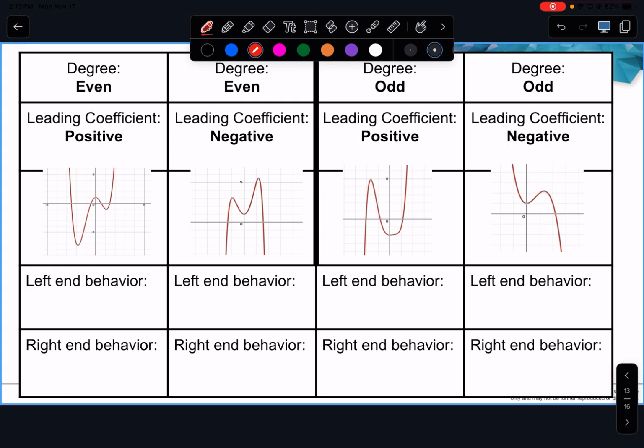This is going to be one of the greatest resources that you will have for the remainder of this chapter. Okay, it's a very powerful, very helpful little chart. So we're going to start, like I said, with the right end. So we're going to start in the bottom row. What we look at for the right end is the leading coefficient. So if we look at this first column, the leading coefficient is positive. If the leading coefficient is positive, then the right end rises. If the leading coefficient is negative, the right end falls.